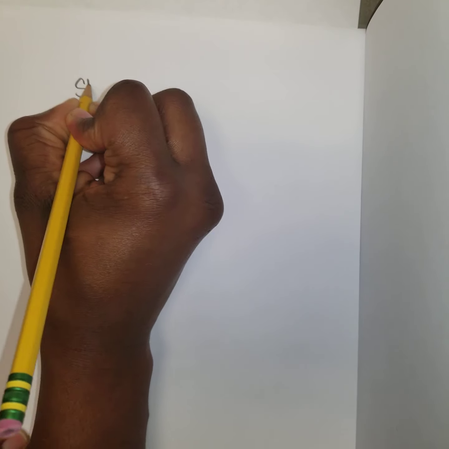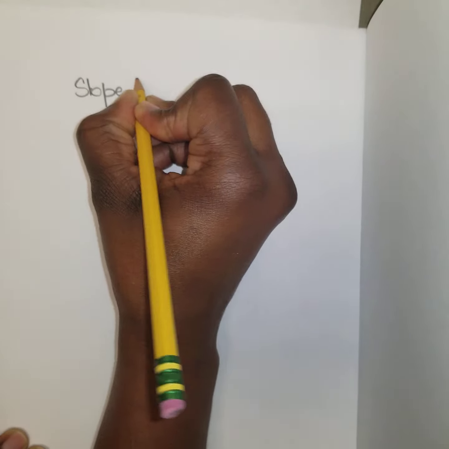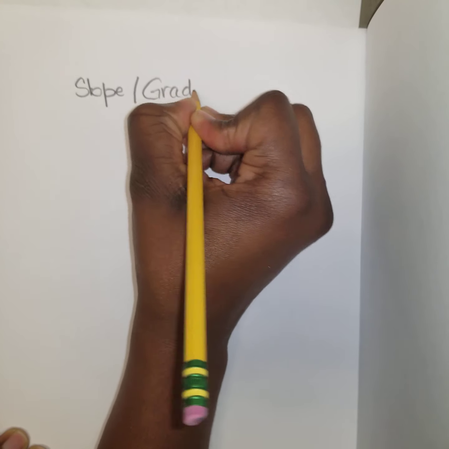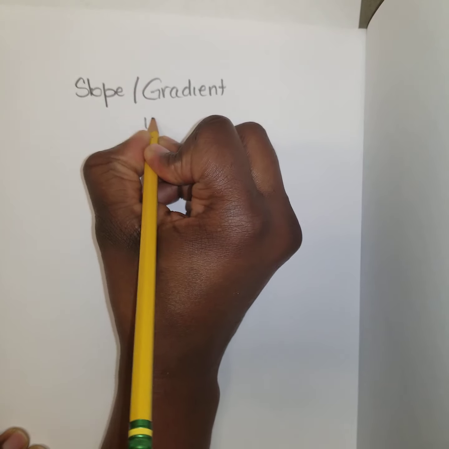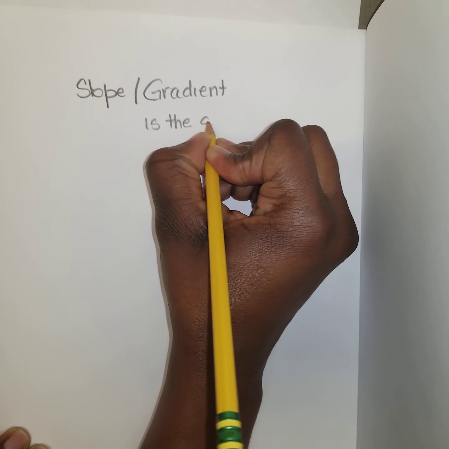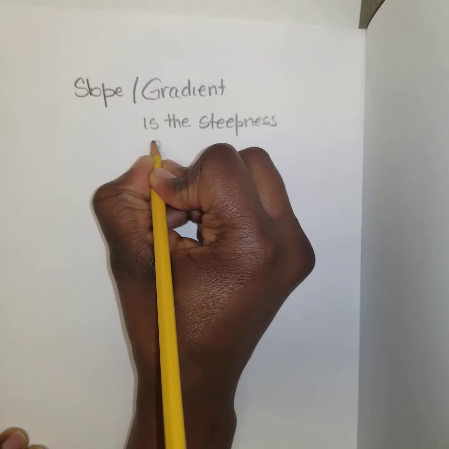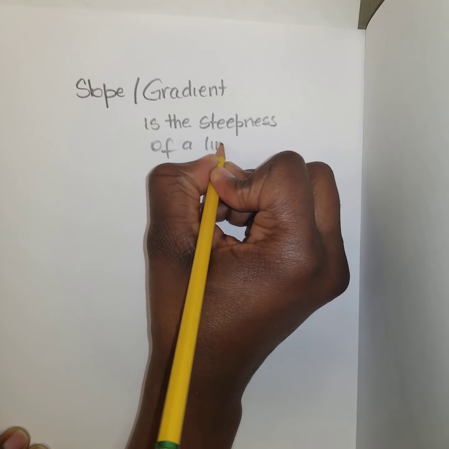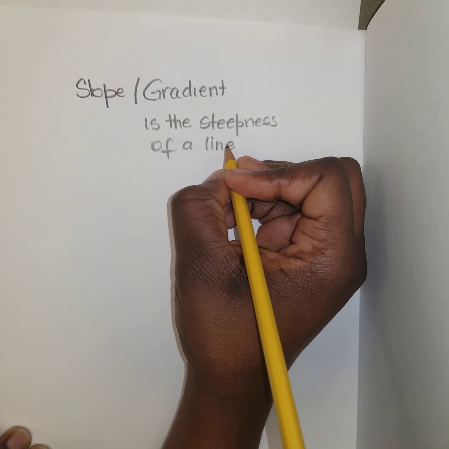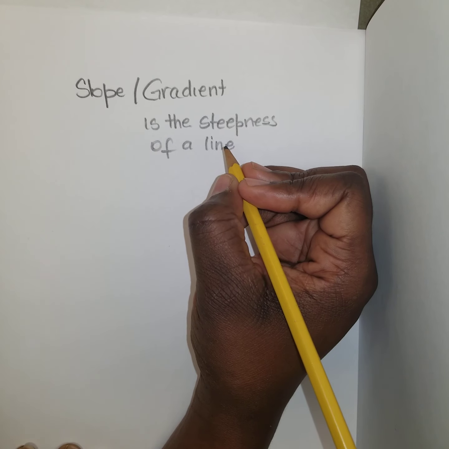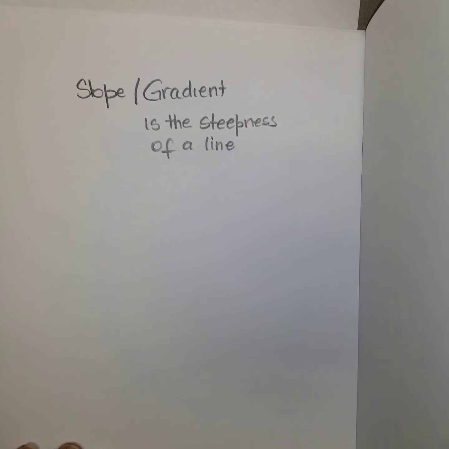And so slope, slash gradient, is the steepness of a line. Okay? Another video will let you know the different types of slope, but for now, it's the steepness of a line.